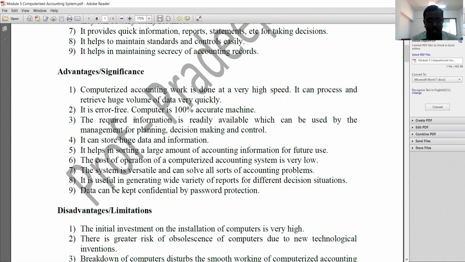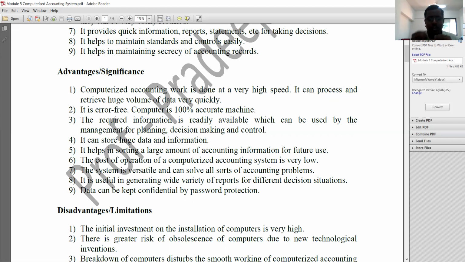And the third advantage is that the required information will be readily available at any point of time. If management needs any information, they will get that information at any point of time if they have a computerized accounting system. Another important advantage is that you can store huge data. Yes, you can store 50 or 60 years of data in a computerized accounting system. But maintaining the same 50, 60 years of data through manual accounting becomes difficult. It is not so easy.